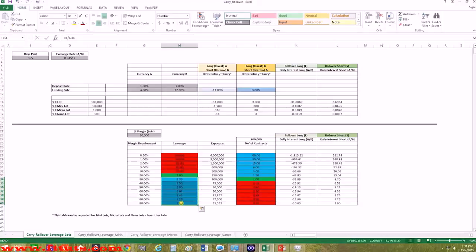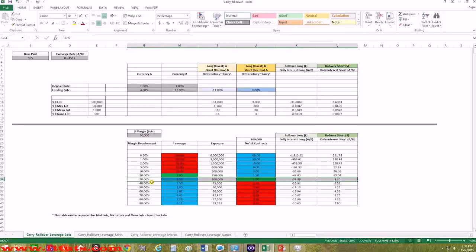This is where we have a margin of safety, where if we actually put these trades on, if we get paid a credit to our trading account, the currency pair would still have to move by 33% for us to be wiped out, which is very improbable.